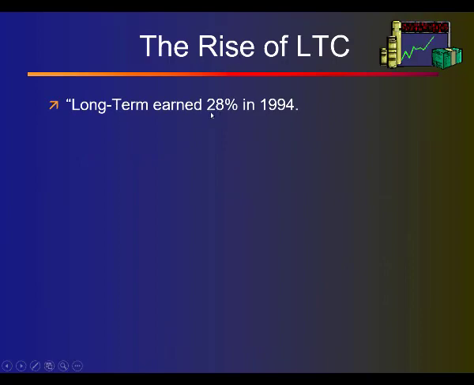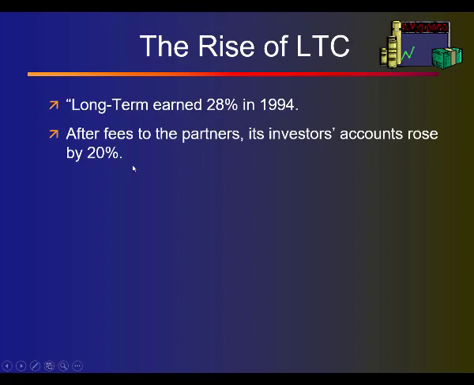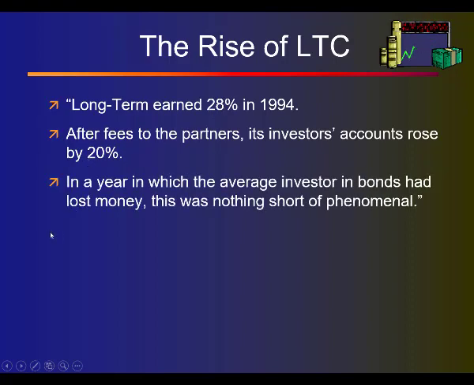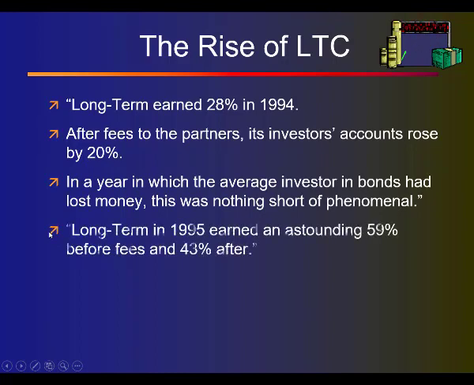Well, look, the first year they made 28%. Remember, this is a year where bonds are down 15 to 20%. Long-Term Capital Management was up 28% in 94 while bonds were down 20%. After fees, that was still pretty good for their investors. Remember, they took 25% of that plus 2%. So after fees, their investors made 20% in a year where most people were losing a lot of money.